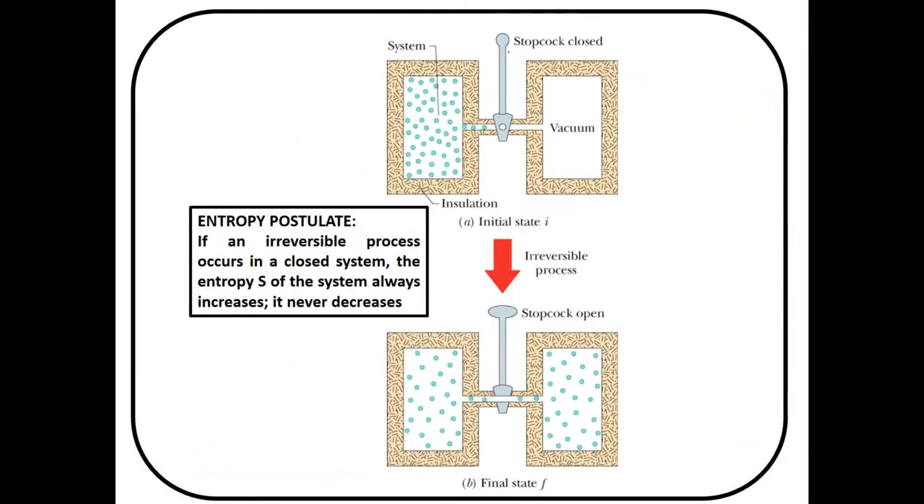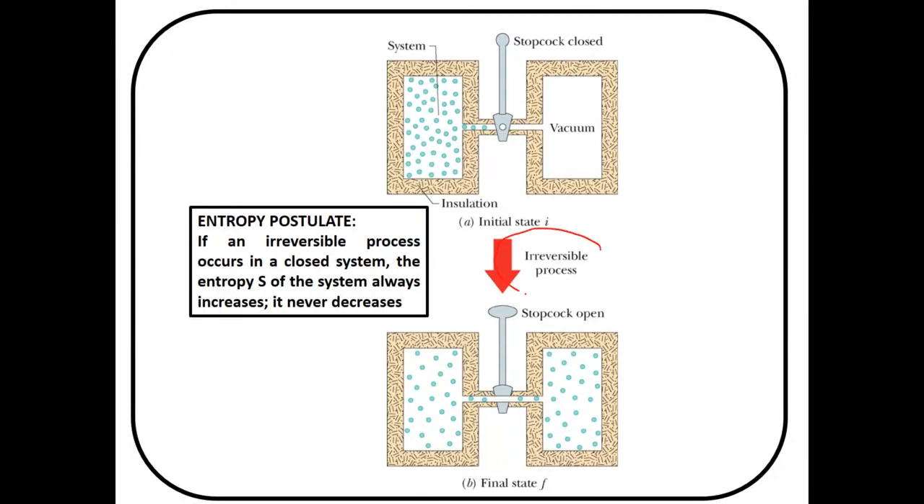I have 2 compartments. One compartment is filled with a gas and the other compartment is empty. I put a stopcock between these 2 compartments, and after some time I am going to remove this cork. What will happen? The gas molecules will enter this room. Is it possible to move these gas molecules back to this room? No, not without work.